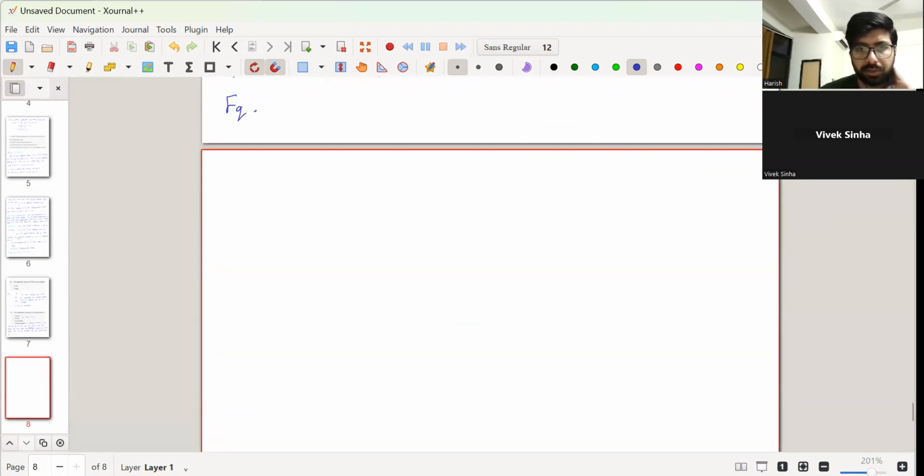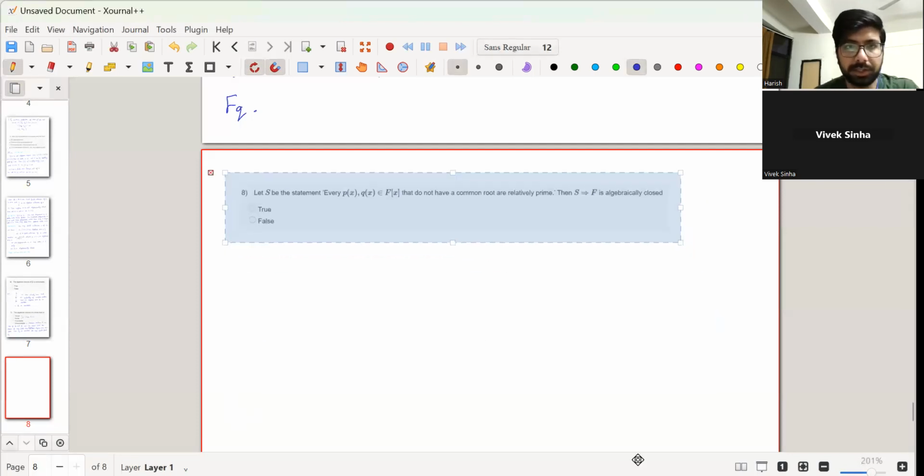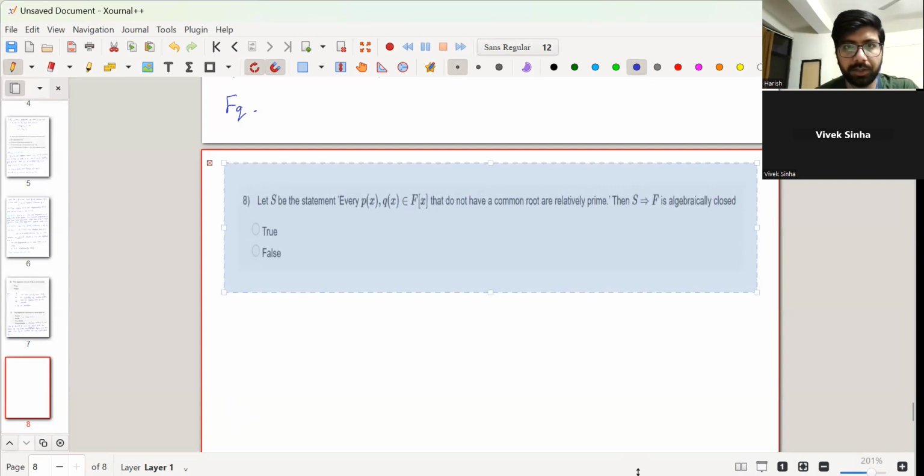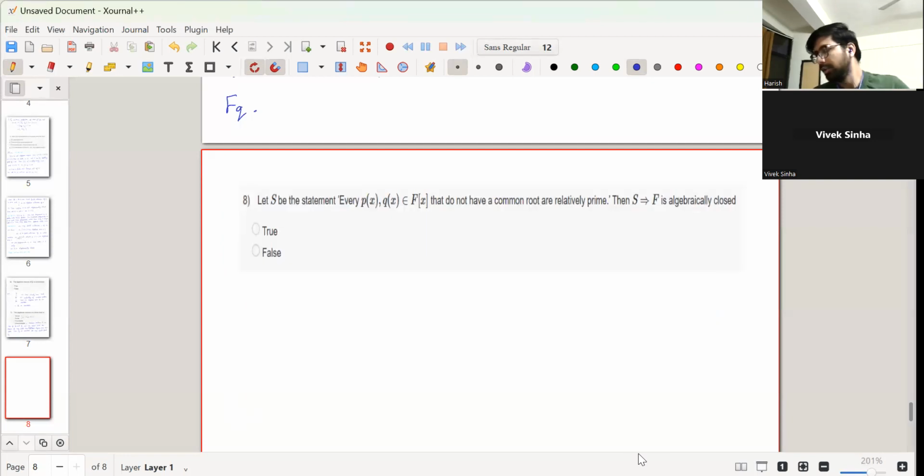Okay. So let me go to the question number 8. Is it clear? Eighth question. Sorry, seventh one. No, sir, clear. Fine. Okay. So now the eighth question says, now I guess the easy questions will come. So it says, let S be the statement that every polynomial p(x) and q(x) in F[x] that do not have a common root are relatively prime, then S implies F is algebraically closed.